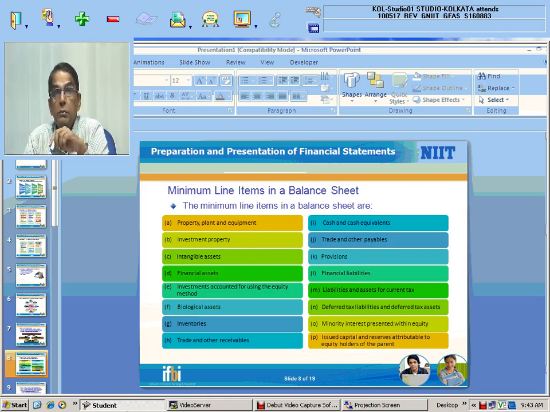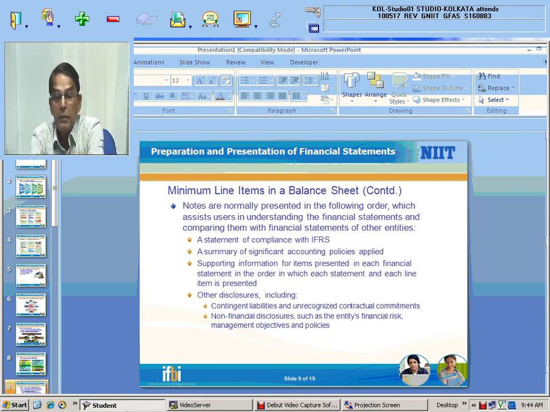Biological assets could be livestock, plants; various kinds of biological assets are possible. Just to give you an example of a biological asset, a dairy farm has milk cows. These are biological assets. Livestock, poultry farm: these are examples of biological assets, but we are not going to cover biological assets here. So regarding minimum line items in a balance sheet, we have looked at what the minimum line items are as prescribed under IAS 1, and we know that for many of these line items, the accounting standards applicable we have already discussed in detail.